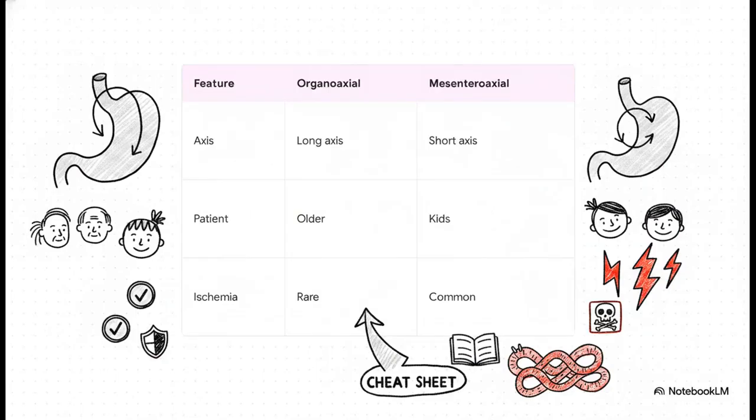And this brilliantly illustrates the real differences between the two. Comparing them side by side, the organoaxial type rotates on that long axis, is heavily associated with older adults, and thankfully, major complications like ischemia are actually quite rare. On the flip side, the mesenteroaxial type rotates on the short axis, is seen much more commonly in kids, and, this is critical, is highly prone to causing serious ischemia and gastric outlet obstruction. Memorizing this contrast is pretty much your perfect cheat sheet for figuring out the clinical stakes of each type.